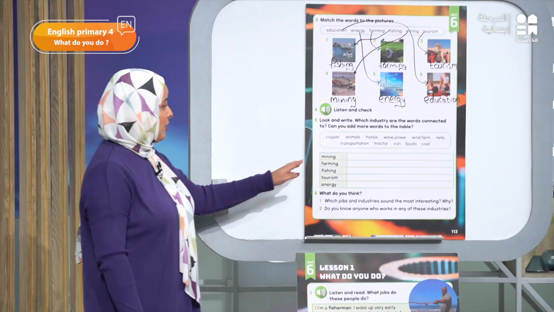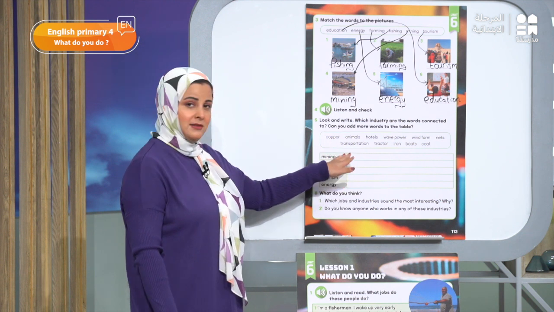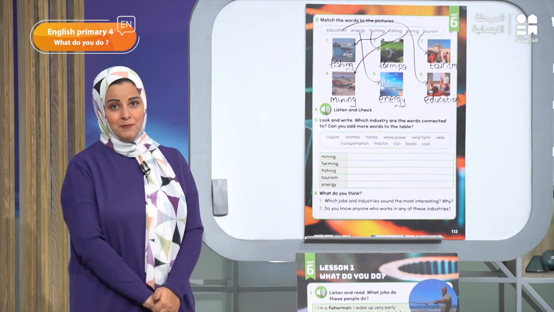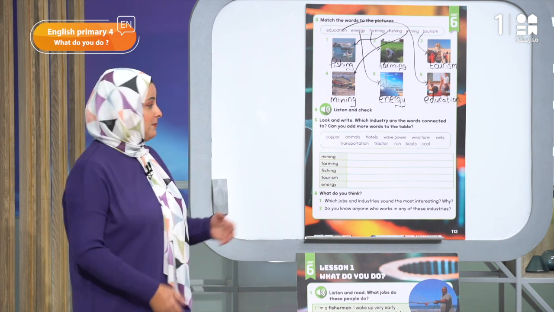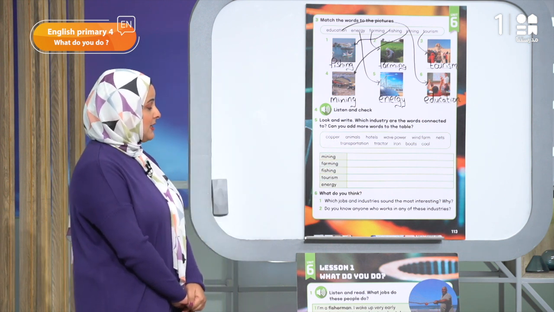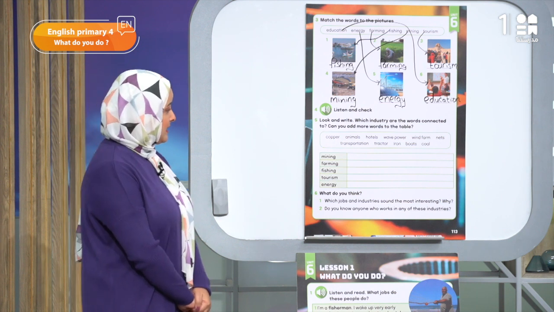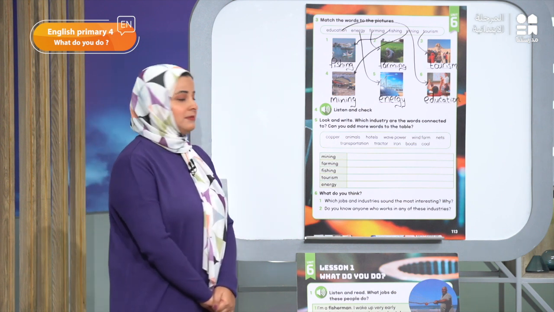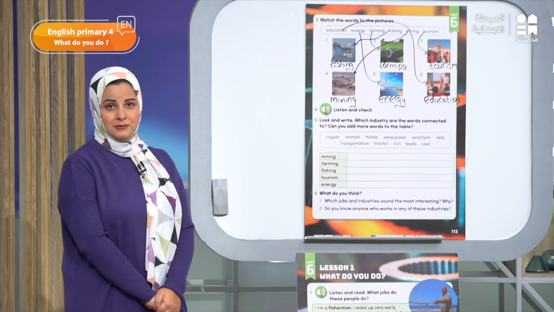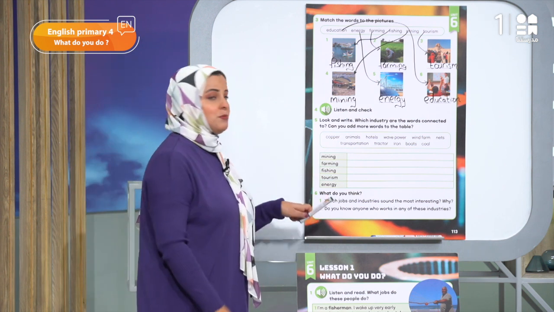So we are going to choose the words from the word bank and we put them in the right place. Also, we can add our own words. So let's check the words together. Copper, animals, hotels, wave power, wind farm, nets, transportation, tractor, iron, boats, coal. Let's see the first one. The first one is about mining.